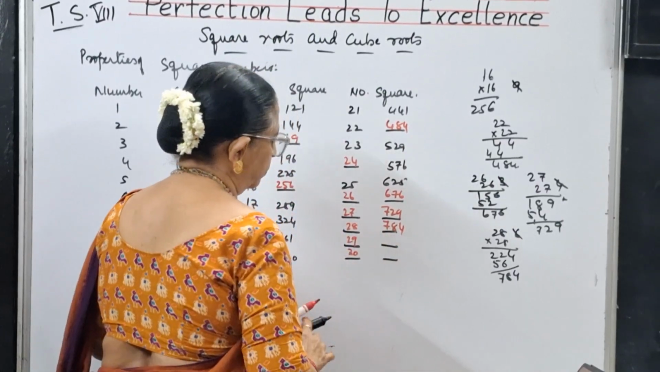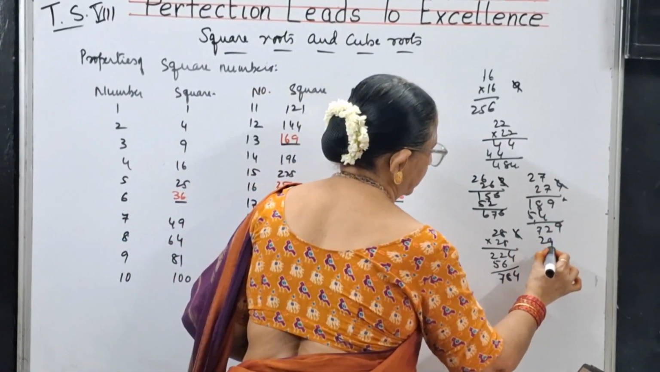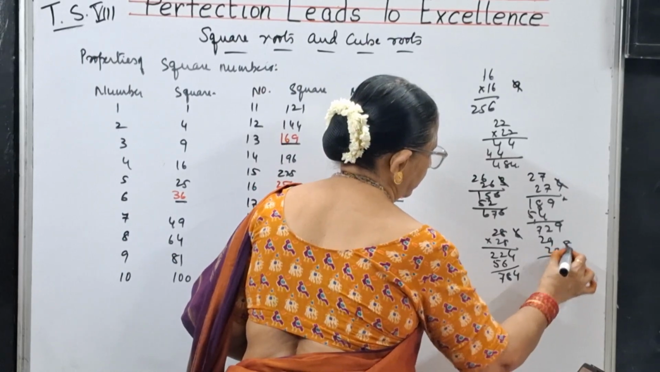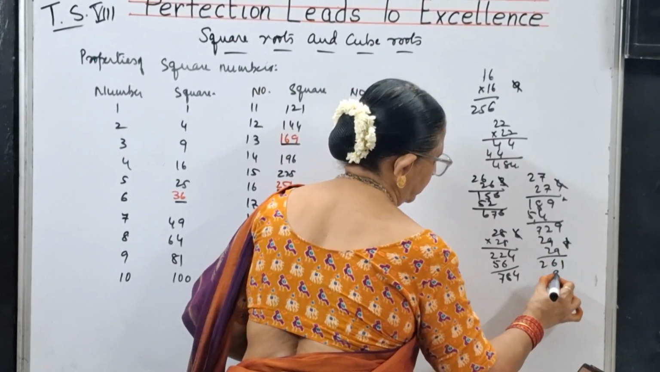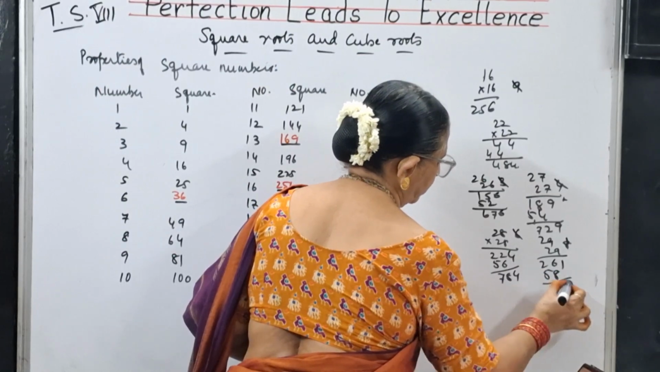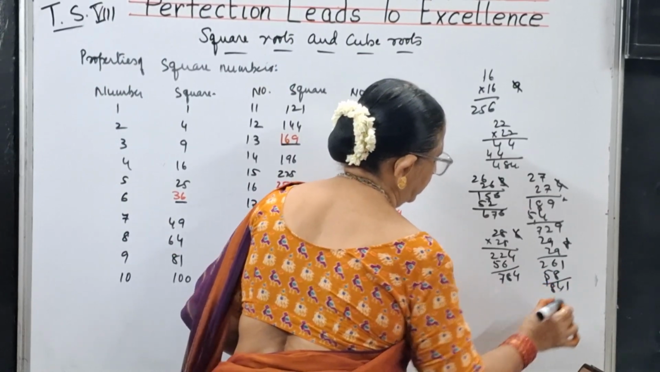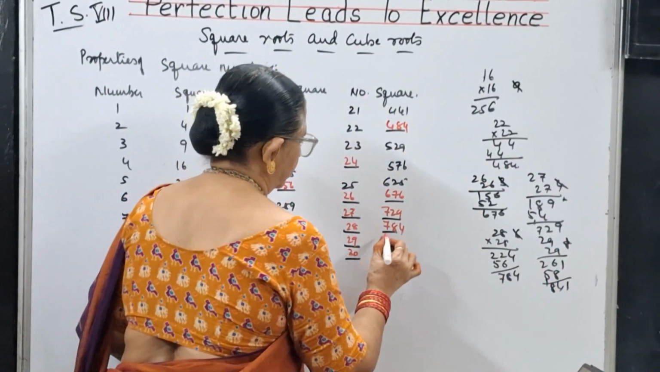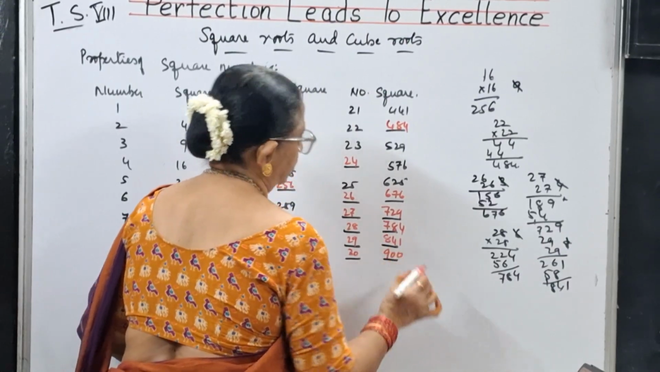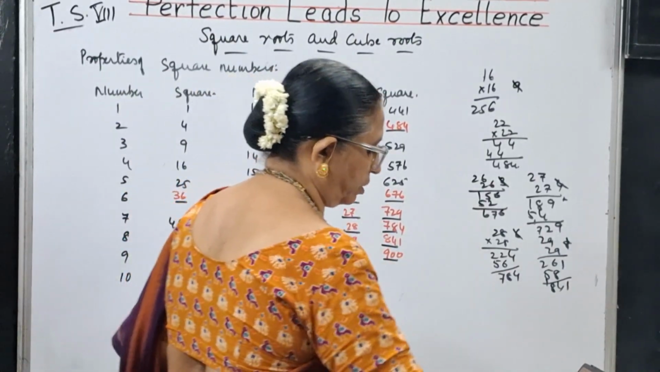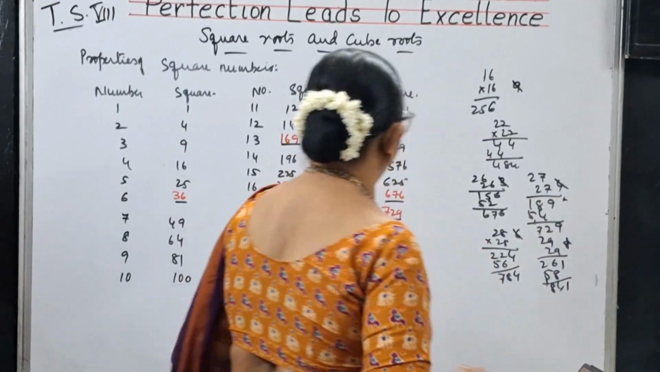Now 29, 29s are 9 9s are 81, 9 2s are 18, 26, 2 9s are 18, 2 2s are 4, 1, 5, 114, 8, 841, and this is of course 900. So these are what you are getting with the help of this table.